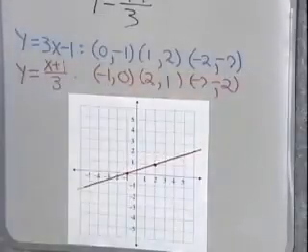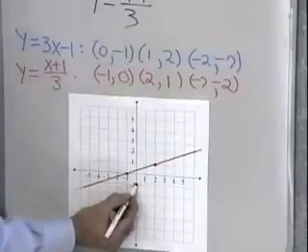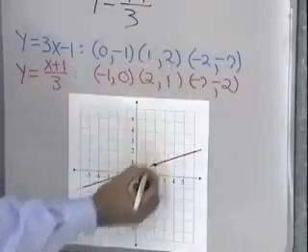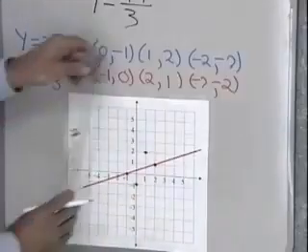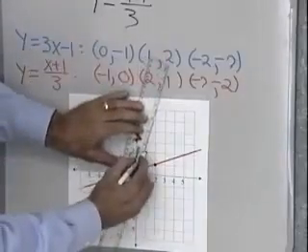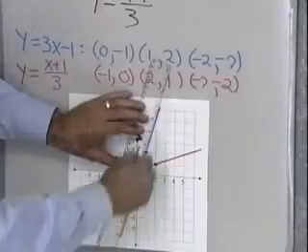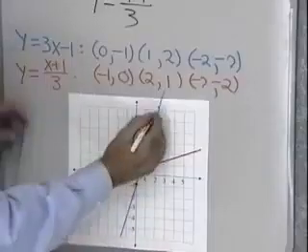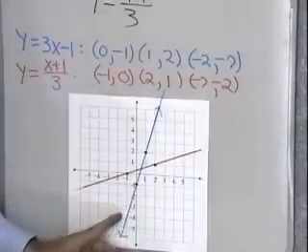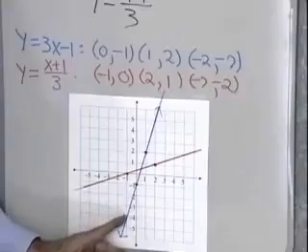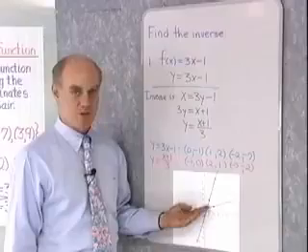Now let's graph the original function itself. x is 0, y is negative 1. That's right here. And x is 1, y is 2. So I'll go forward 1 and then up 2. Let's sketch the graph of that by drawing a line between those points. Okay, so there's the graph of my original function right there, y is equal to 3x minus 1. And this is the graph of y equals (x plus 1) over 3.